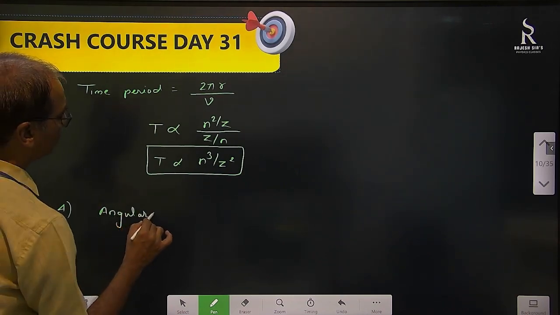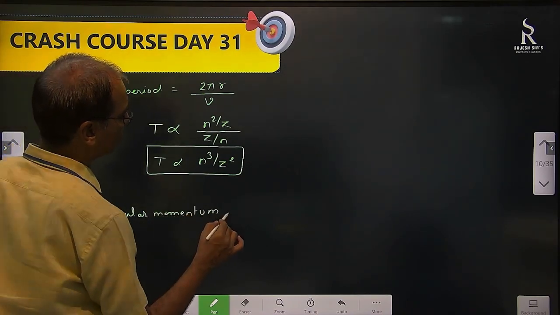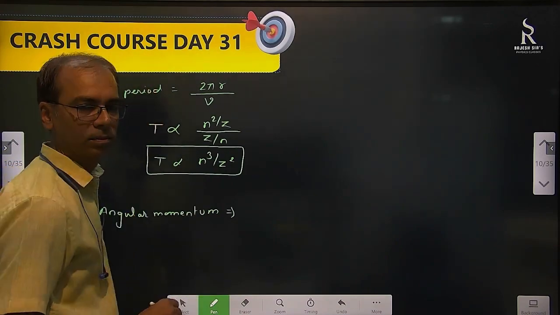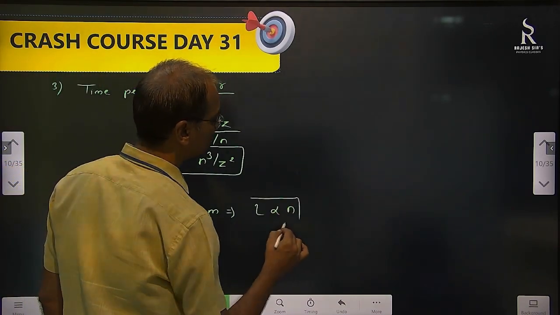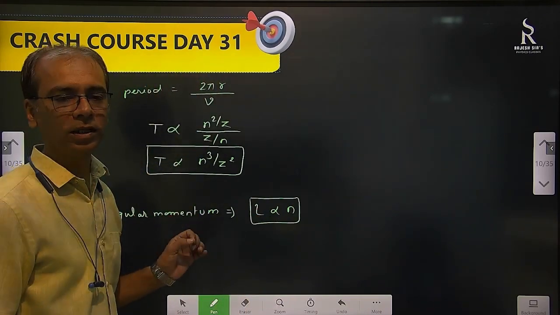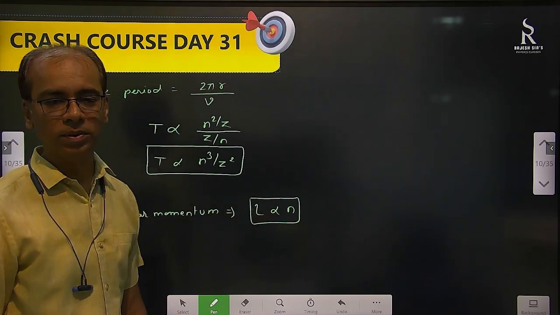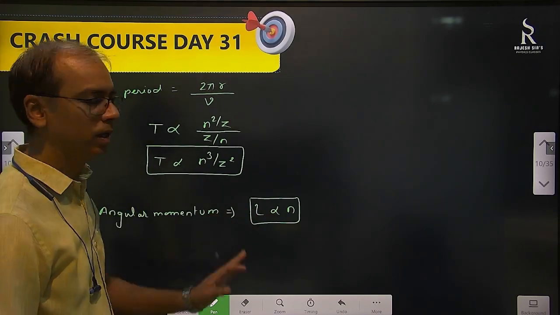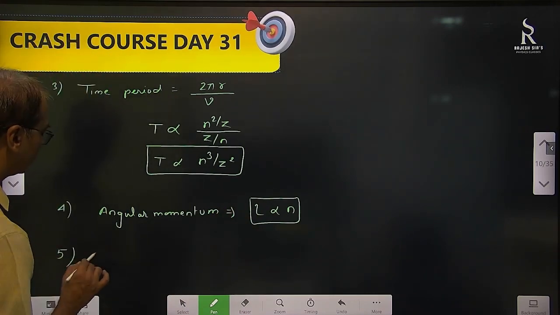Now, angular momentum in one way is easy. Why? Because angular momentum we know is nh by 2 pi. So L is directly proportional to n. You don't have to do anything, because h is constant, 2 pi is constant. You don't have to put in the velocity and r and then find out the relation. It's directly given to us. MVR equal to nh by 2 pi. So L is directly proportional to n. Then there is one more factor, that is magnetic moment.